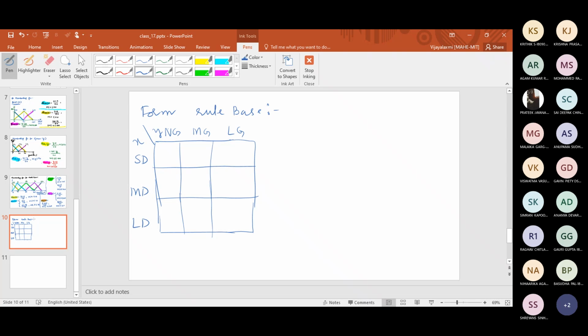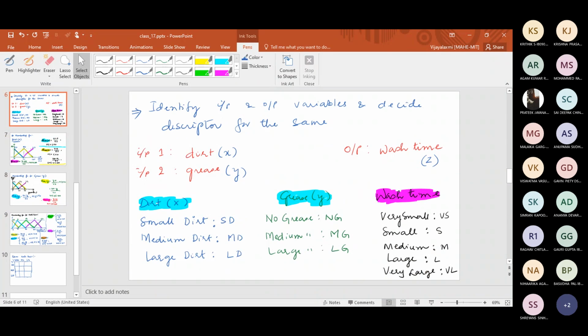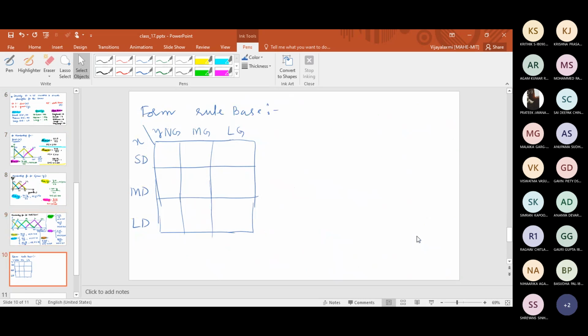See, this is forming the rule base. Let me go back and explain once again what I have done. For the two inputs, dirt and grease, we have assumed 3 descriptors each: SD, MD, LD and NG, MG, LG. You will be writing these over X and Y, and inside the table you will be filling in the descriptors you have written for the wash time. Here I have written one set, SD, MD, LD, and the second set, NG, MG, LG.